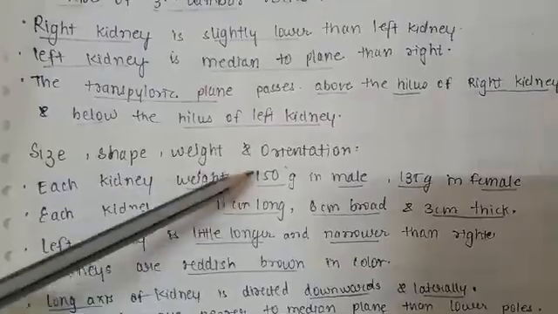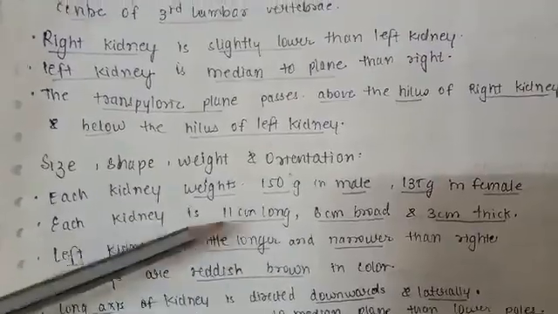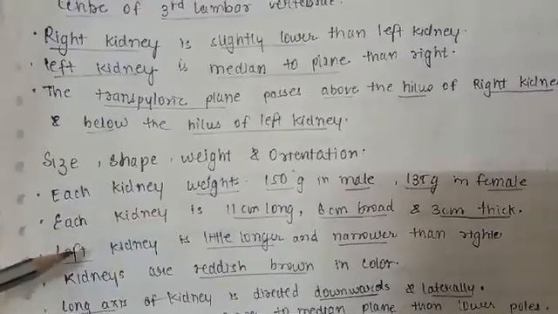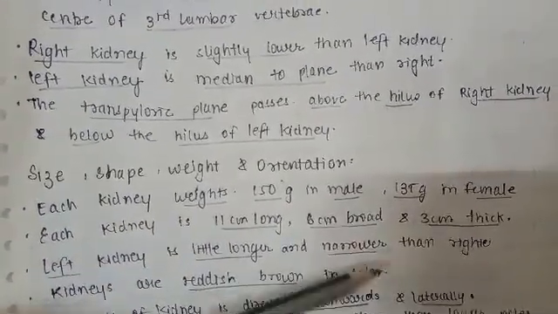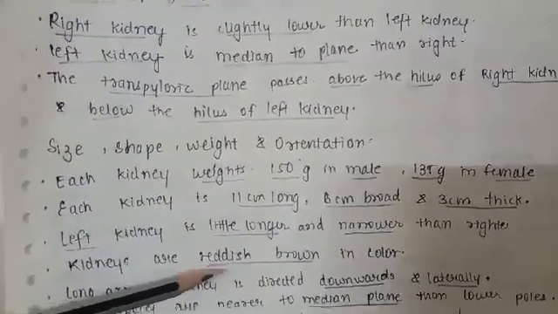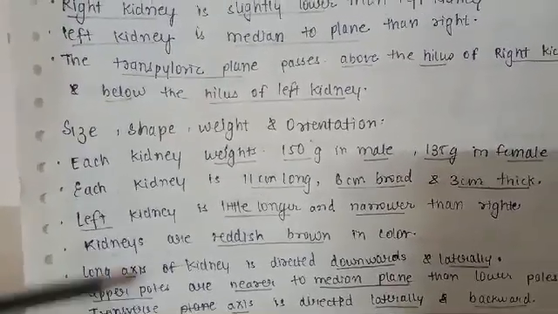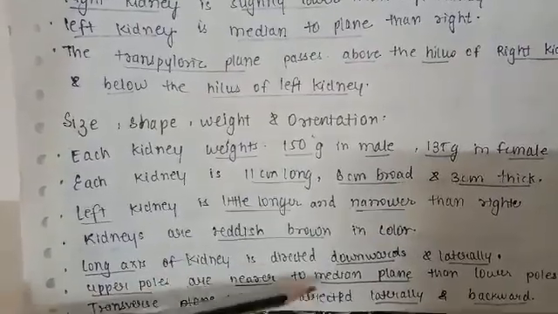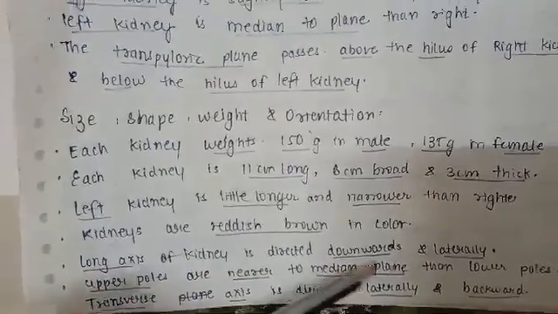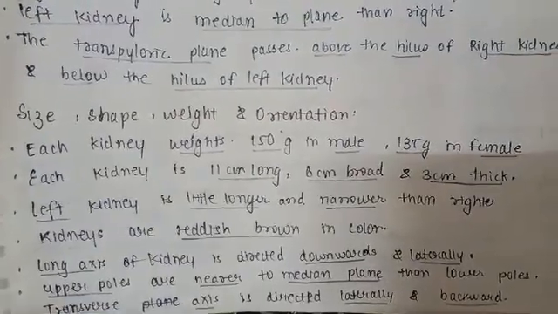Now, the size and the orientation of the kidney. Each kidney weighs about 150 grams in male and 135 grams in female. Each kidney is 11 centimeters long, 6 centimeters broad, and 3 centimeters thick. The left kidney is a little longer and narrower than the right kidney. The kidneys are bean shaped and reddish brown in color. The long axis of the kidney is directed downward and laterally, and the upper poles are nearer to the medial plane than the lower poles. The transverse axis is directed laterally and backward.